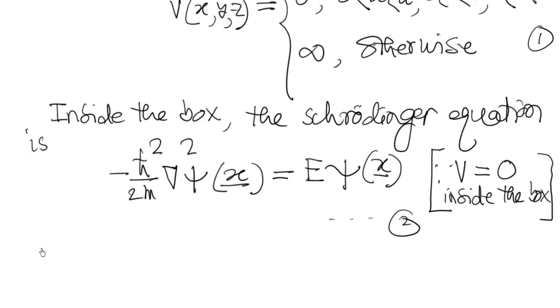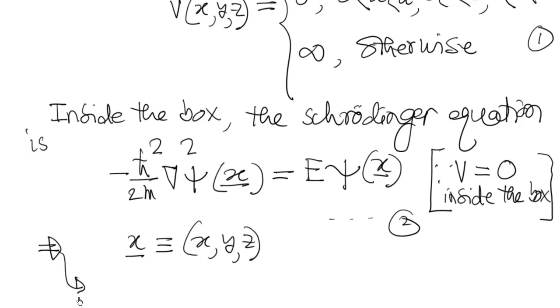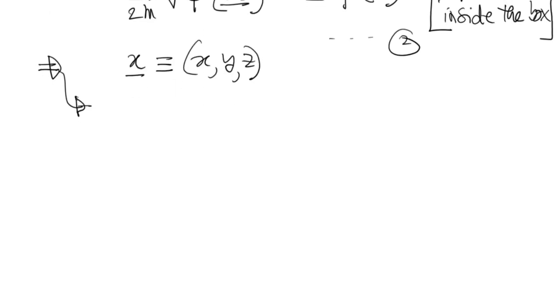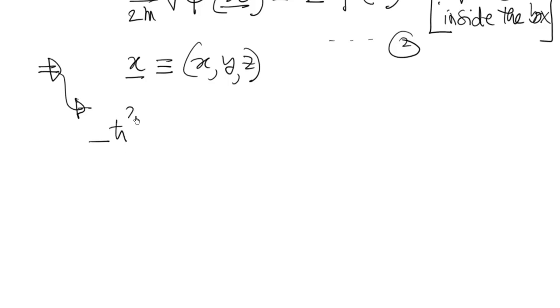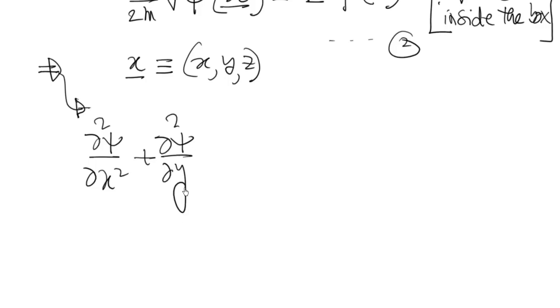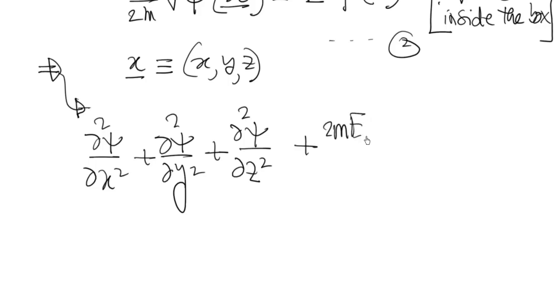Or in Cartesian geometry, so the Schrödinger equation can be written as this. Let's suppose that this is equation 3.